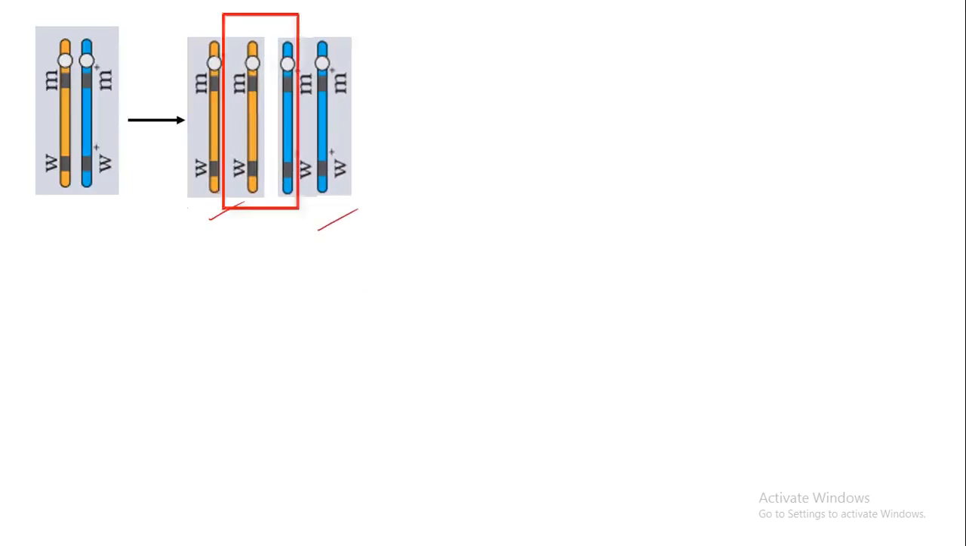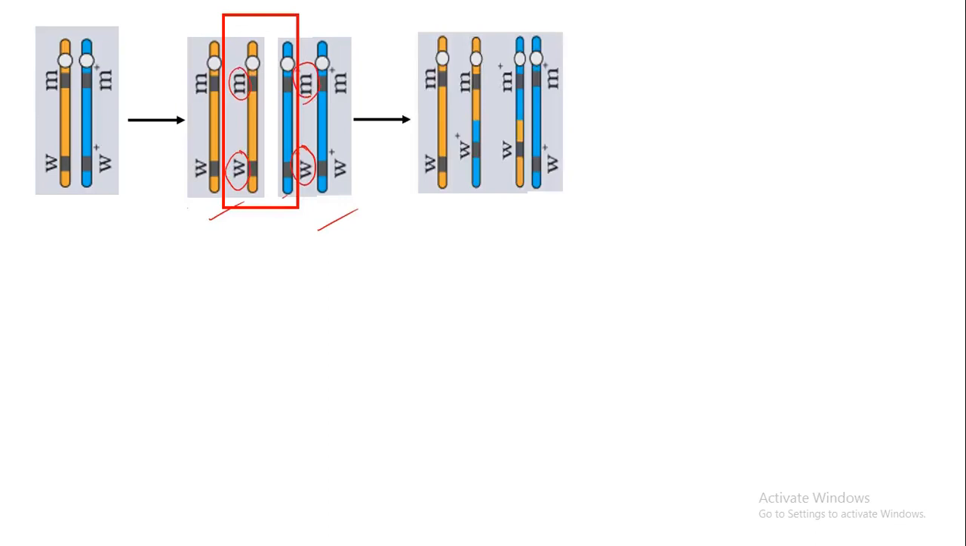Okay, now the next thing is these two undergo homologous recombination, the yellow and blue in the middle. Okay, and look at the genes there, the gene loci: W stands for white color eye, and M stands for miniature wing. Here, W plus stands for red color eye, and M plus stands for large wing. Okay, now see what happens after recombination.